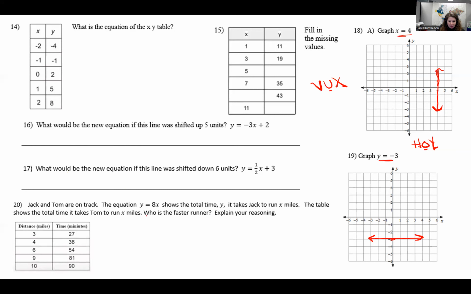Jack and Tom are on a track. The equation shows the total time, y stands for time, it takes Jack to run x miles. The table shows the total time it takes Tom to run x miles. Who is the faster runner? Well, we already know Jack's unit rate. In 1 mile, it would take him 8 minutes. So if x is 1, it would take Jack 8 minutes.